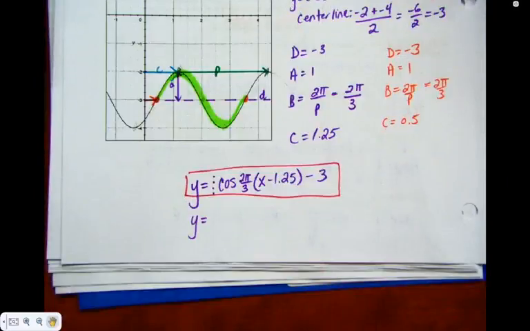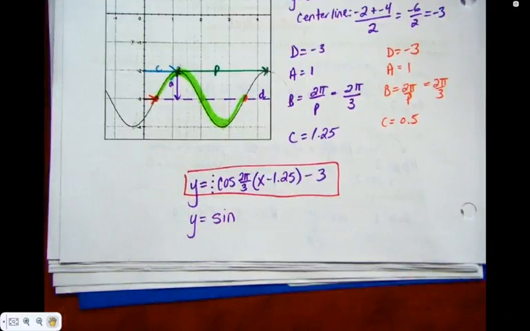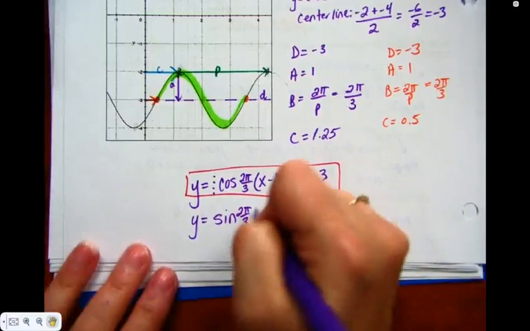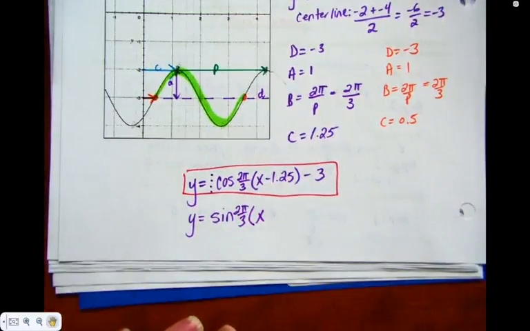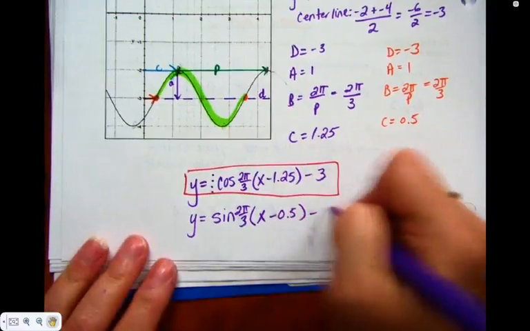So our second equation, okay, again a 1 that we know we don't need. Sine, because the second one we cut at a sine graph. 2 pi on 3 is still the B value. Going to open a bracket, put a variable. Negative 0.5, close the bracket, and then negative 3.